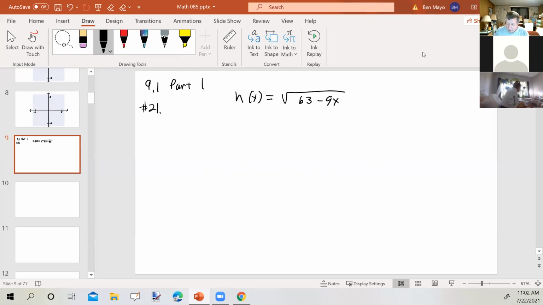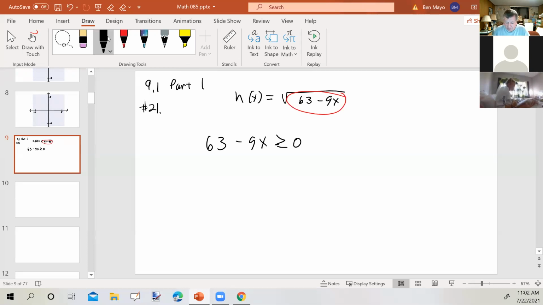Now, we're taking a square root, which is in general an even root. You can't take an even root of a negative number. So that means that this quantity inside, that is to say 63 minus 9x, must be non-negative. It either has to be greater than or equal to 0, positive or 0.